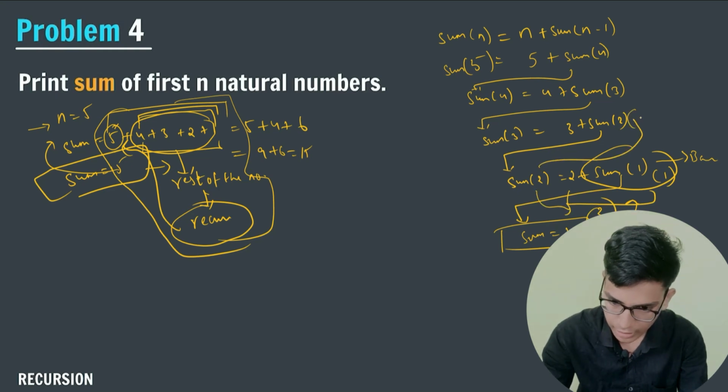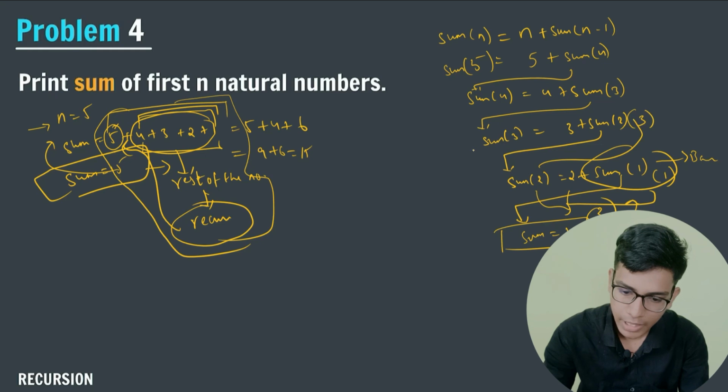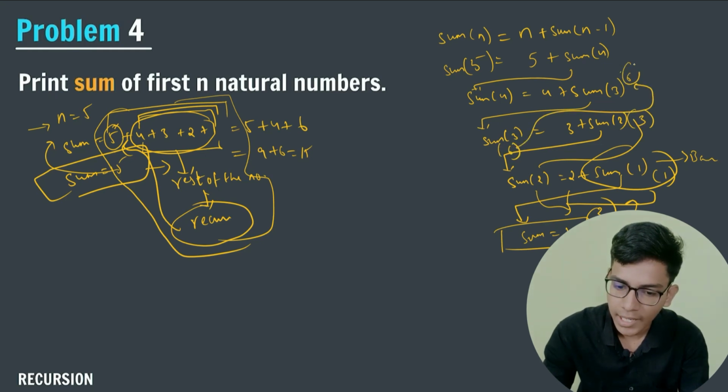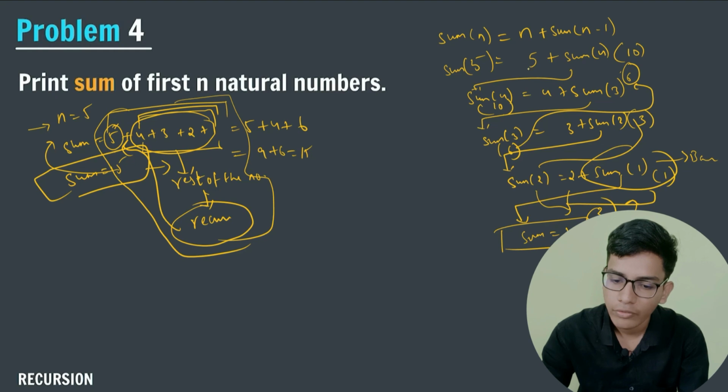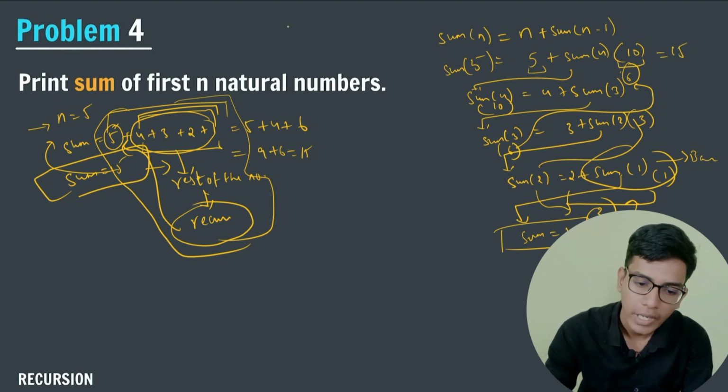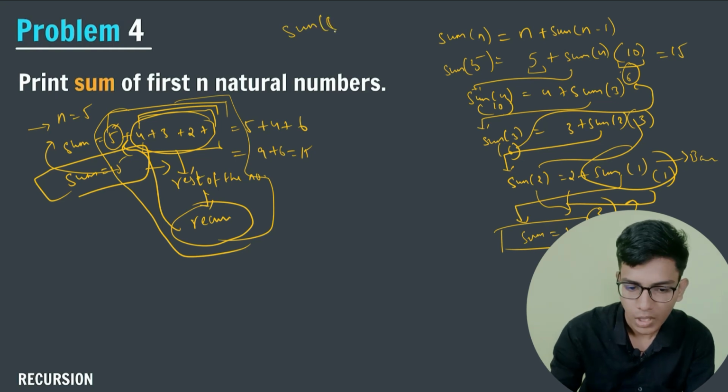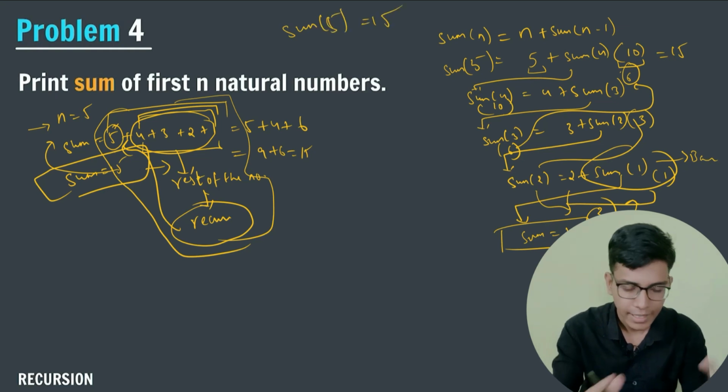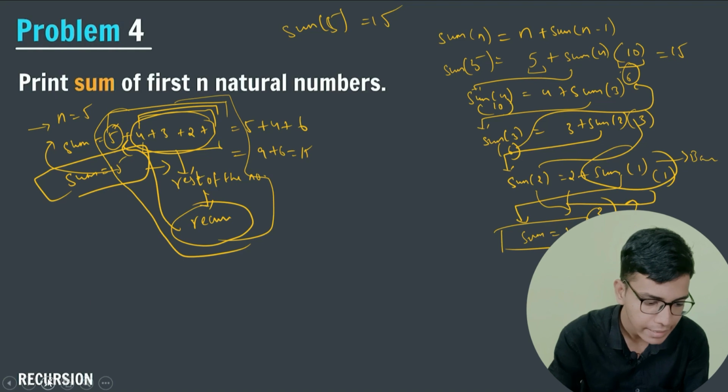Here this value will become 3. After that, sum of 3 will become 6. So I will return 6 here, and sum of 4 will get 10. After that I will return 10, then I will add 4 plus 10, and so sum of 5 will become 15. So let me represent it in a clear diagram.